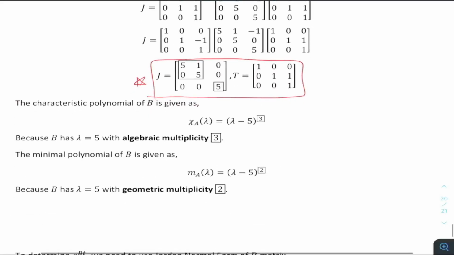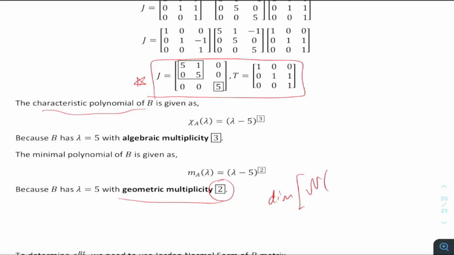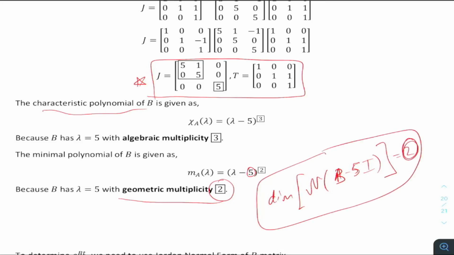And this is the characteristic polynomial, not that it is very important at this moment. And here, this geometric multiplicity is 2. Why? Because the dimension of the null space of A minus lambda, this is the B matrix, and that lambda is 5 times identity, is 2. That's why we concluded that the geometric multiplicity is 2, right?